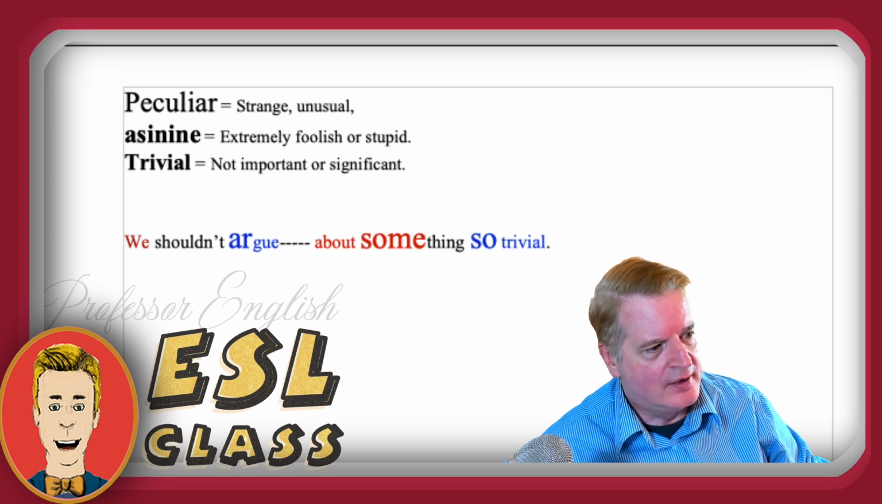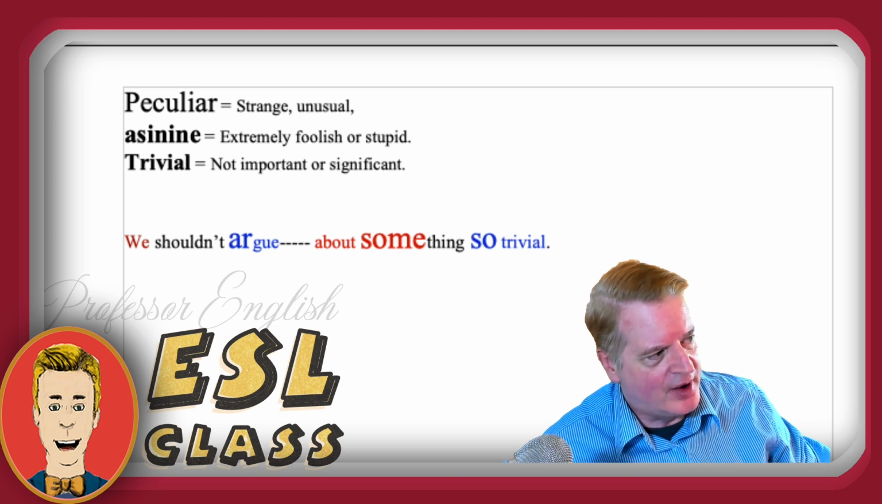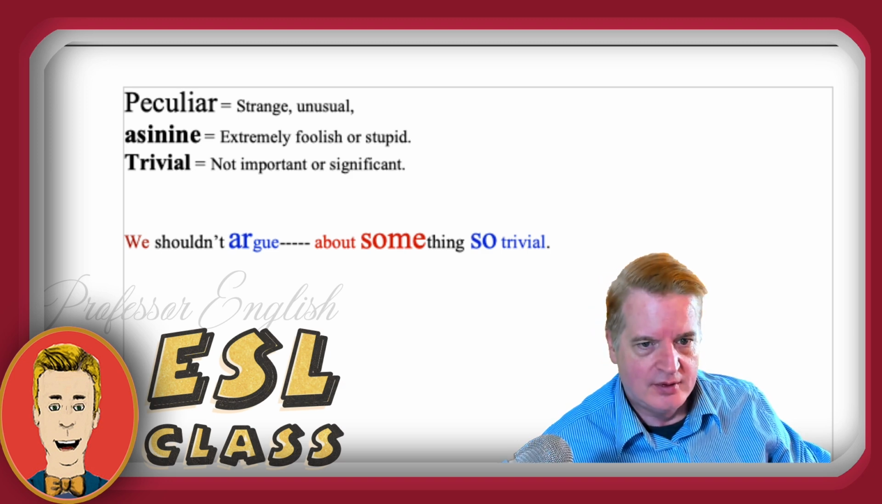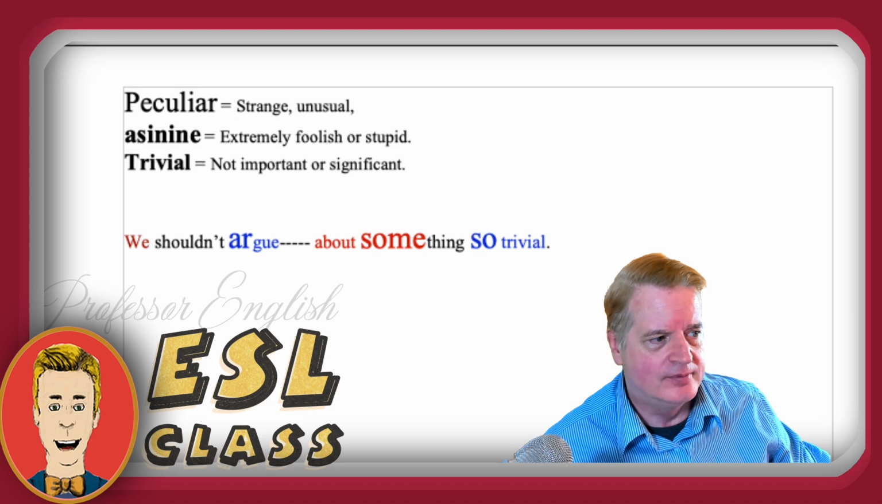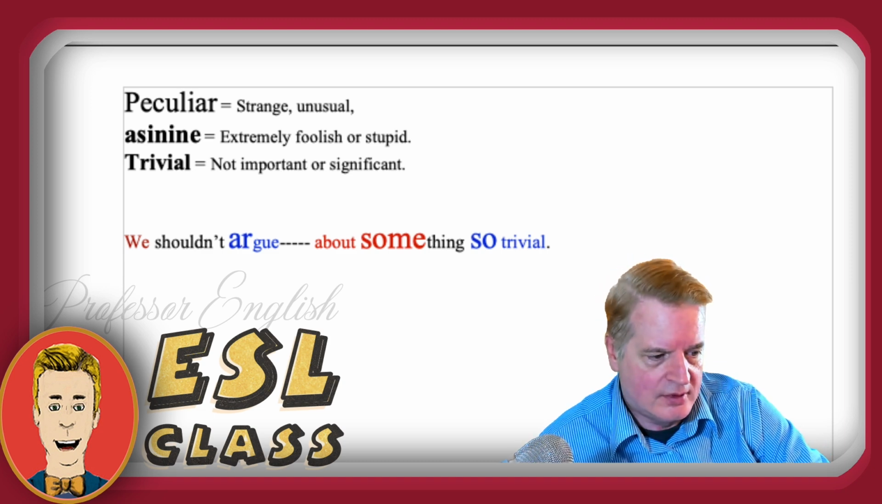Can you make that question again, Mohammed? What are we arguing about? Let's say the answer is we're arguing about something trivial. We are arguing about something trivial. Pachu, what are we arguing about? We are arguing about something trivial.